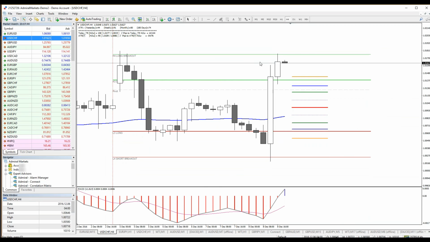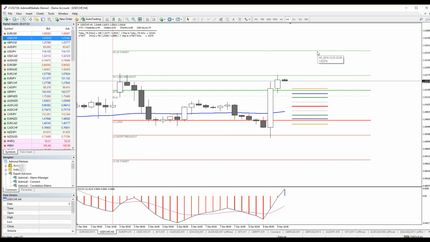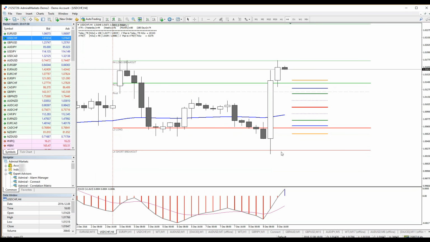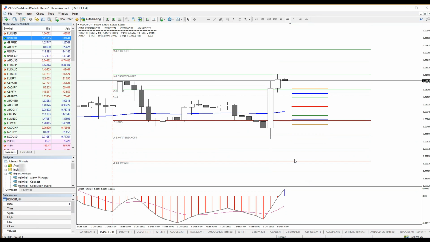What would I tell you? If H4 candle closes above H4 on dollar Swissy, the chance is that it will proceed towards H5. If H4 candle closes below L4, the chance is that it will proceed to L5. That is what you will also read in my analysis, so follow it very carefully.